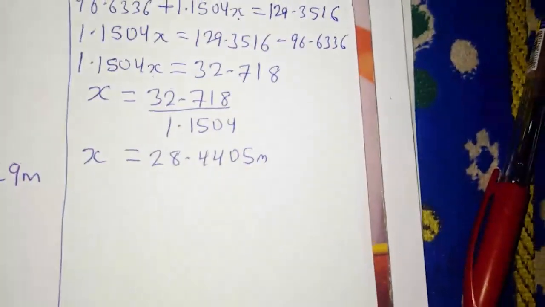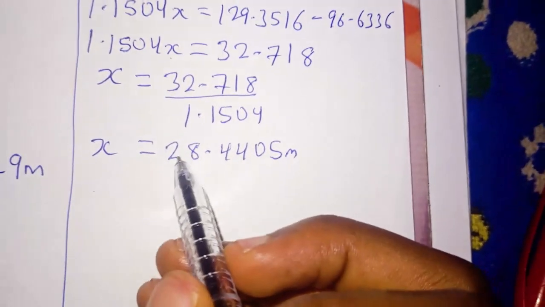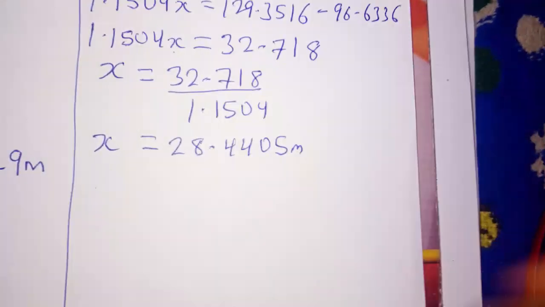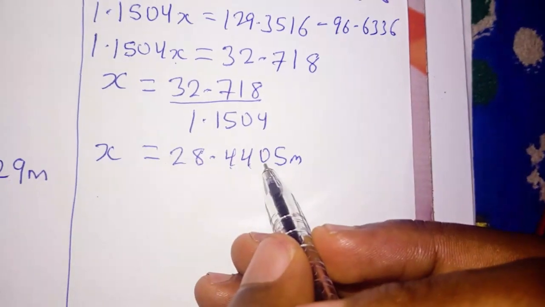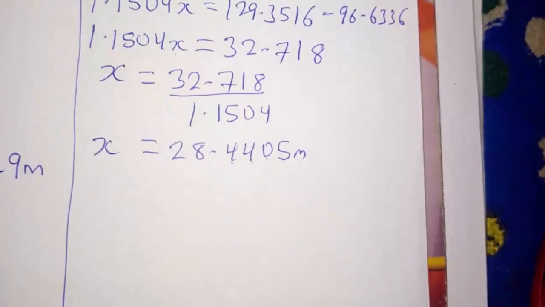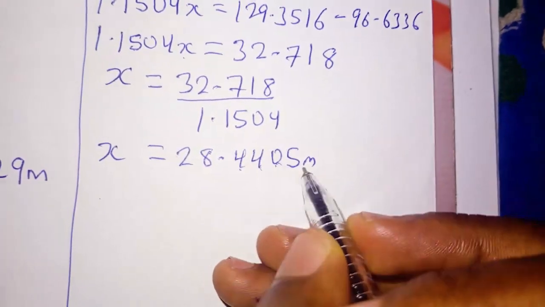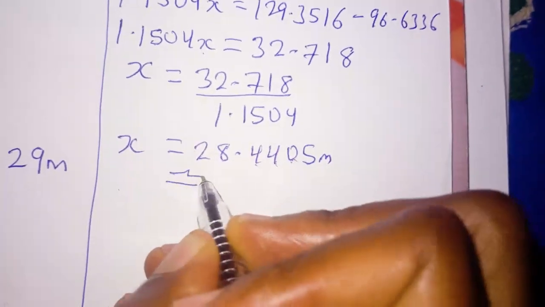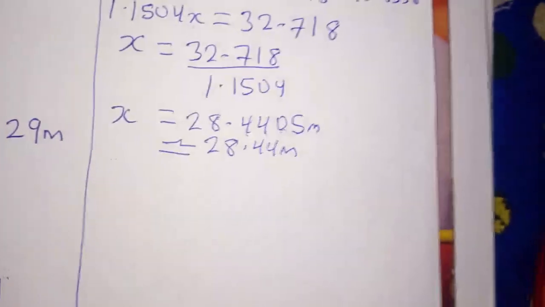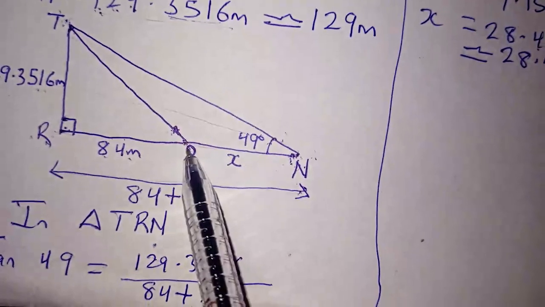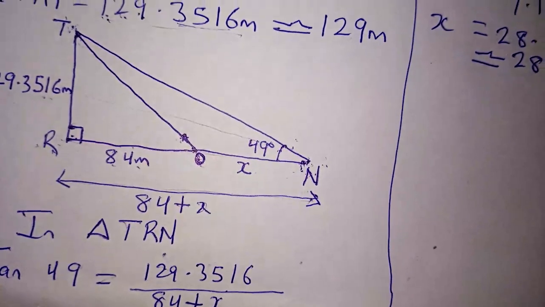2 decimal places means 2 numbers after the decimal. So in that case, we have no business with the numbers that come before the decimal. We are only considering the ones after the decimal. So count 2 numbers, 1, 2. Then after counting 2, you only consider the third one, the one that follows the number you need. We already counted 2. This is 0, not even close to 5. So you neglect everything that follows. So this is approximately equal to 28.44 meters. And that shows that the observer moved backward from his initial position O to a new position N by a distance of 28.44 meters.